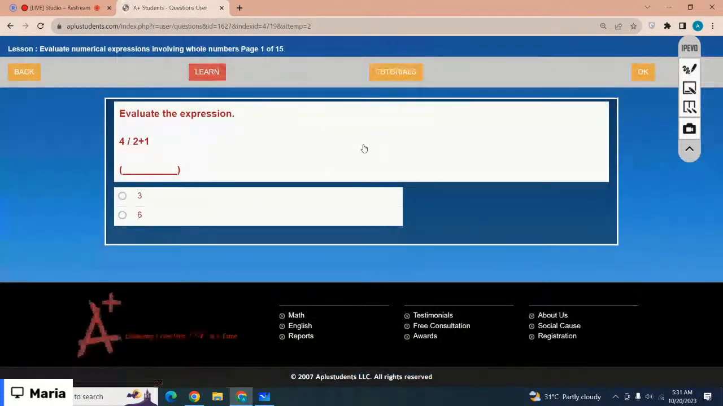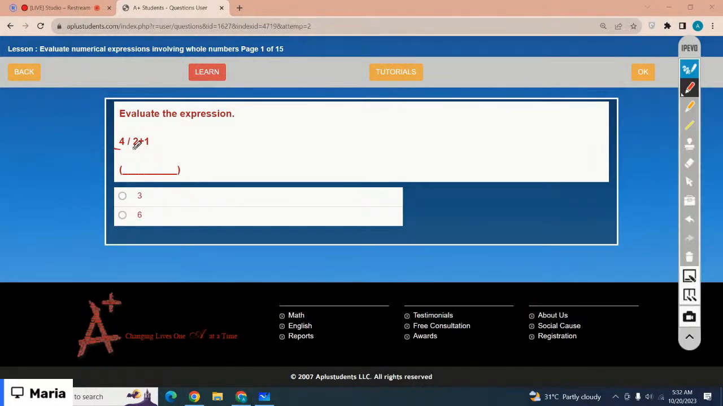Okay, 4 divided by 2 plus 1. So first of all you have to do division, right? Just divide 4 over 2, that is 2, since 2 times 2 is 4. So then you have 2 plus 1, and 2 plus 1 is 3. So the correct option is 3. Got it?